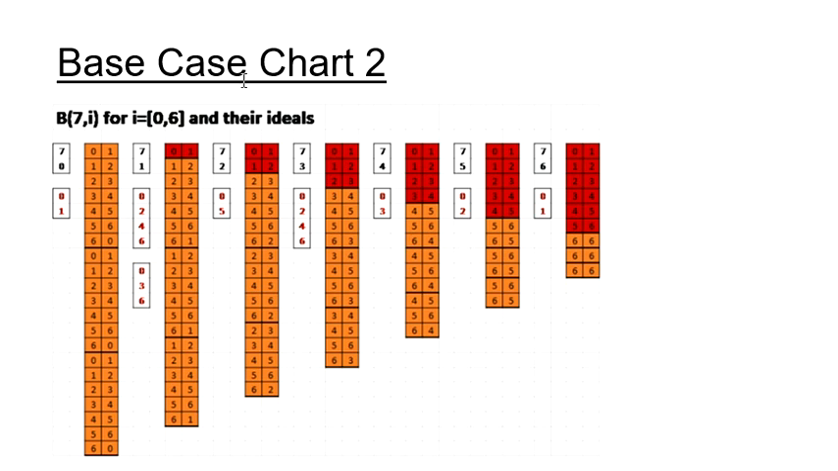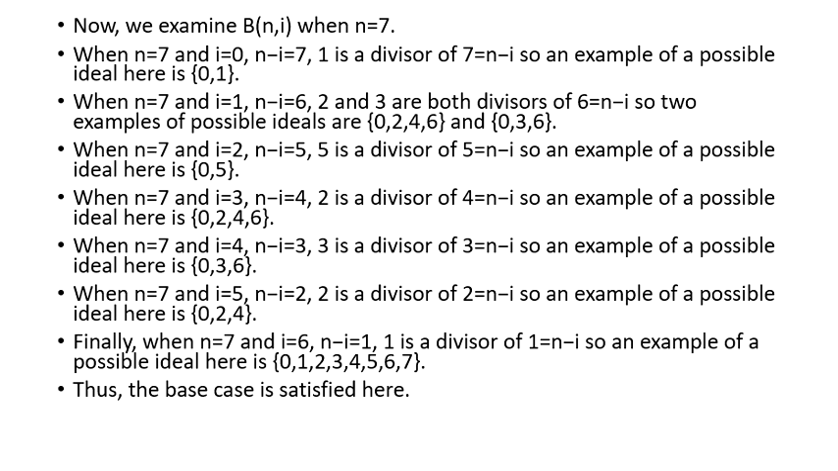Here is the second base case chart for when n equals 7. Here we have b sub 7 comma 0, b sub 7 comma 1, up to b sub 7 comma 6. And in red font here is shown their principal ideals. Now we will look at b sub n comma i when n is 7.